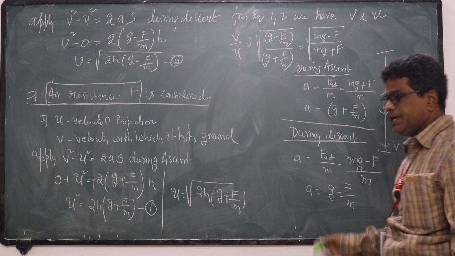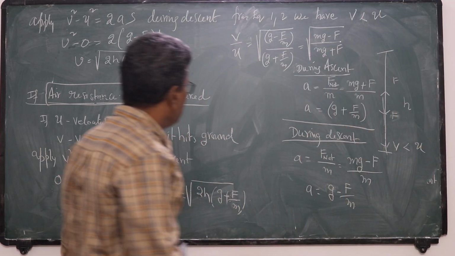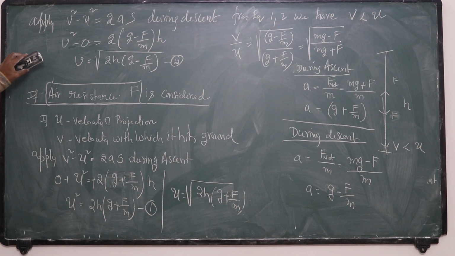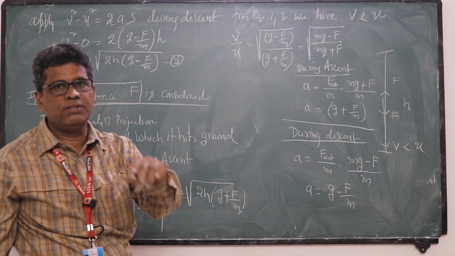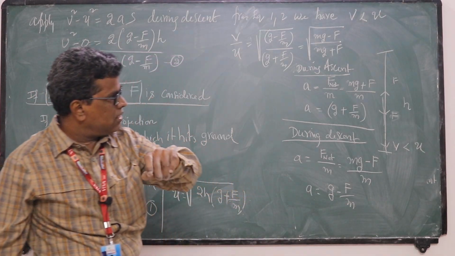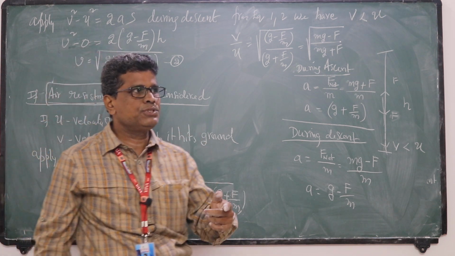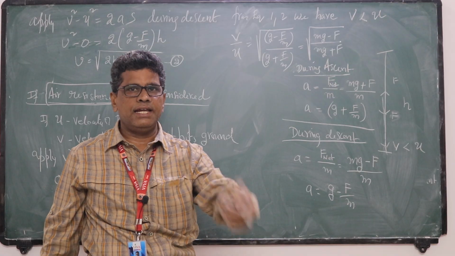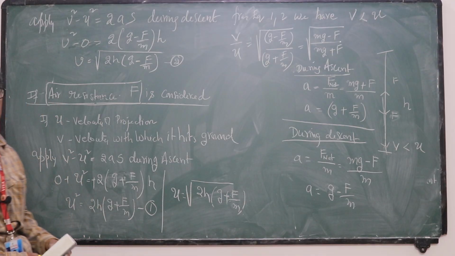Okay. Next, I want the time of ascent. Clear this one? So here I explained velocities. If air resistance is considered, the velocity of projection is greater than the velocity with which it hits the ground. Can you say why? Because air resistance is an opposing force, it loses some of its energy. That's why its velocity will be less.